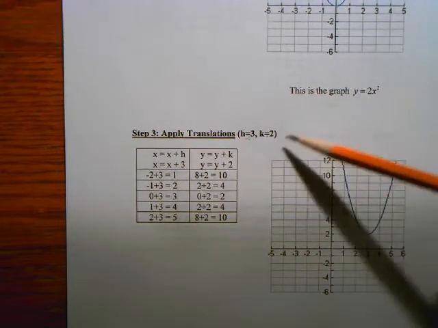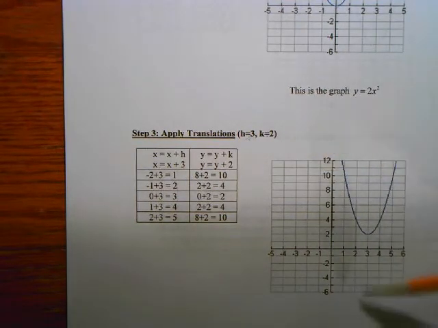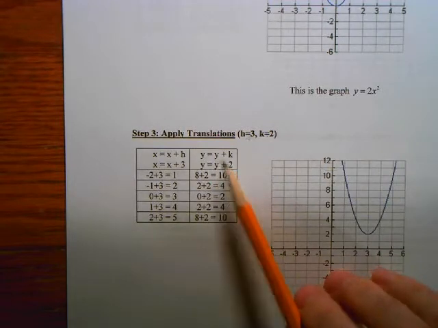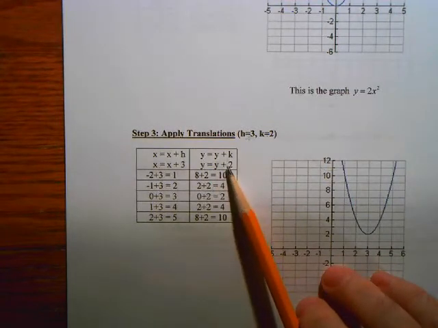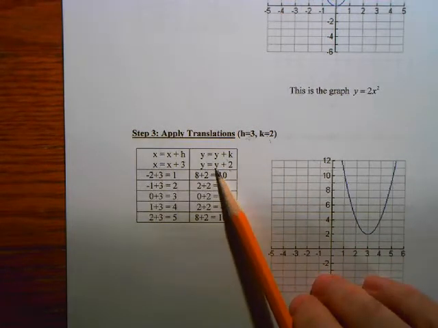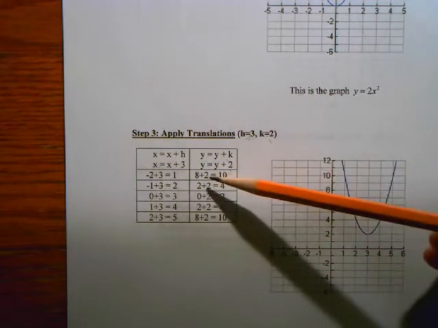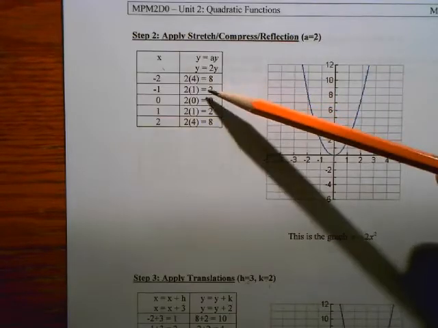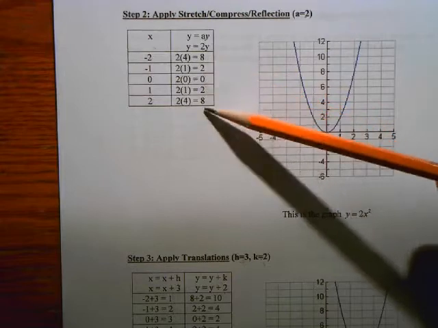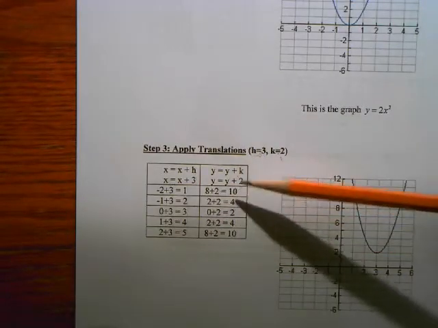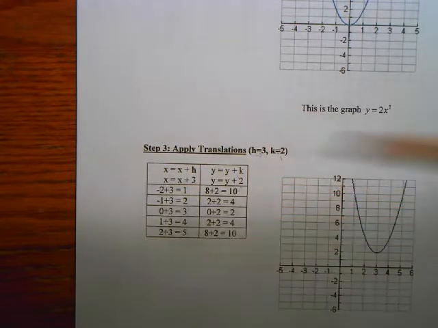Now, if I was to apply the k value, remember the k value moves the parabola up and down, so that's affecting your y coordinate. So in this case, we would just add the value of k to the y coordinate. So in our case, k was 2, so y is equal to y plus 2. And so we took our previous y coordinates from up here, 8, 2, 0, 2, 8, and we just added 2 to them. So now we get 10, 4, 2, 4, 10.